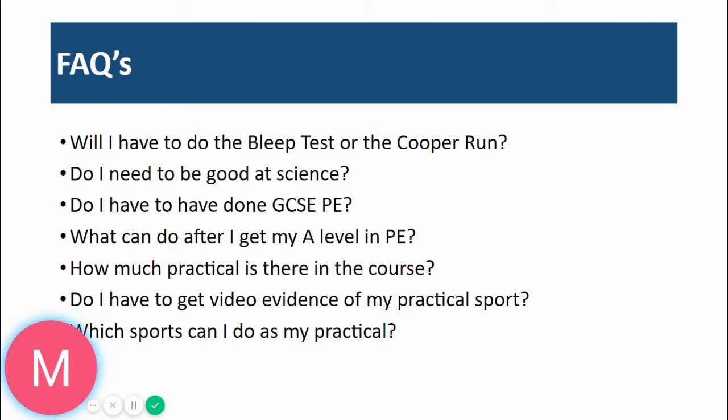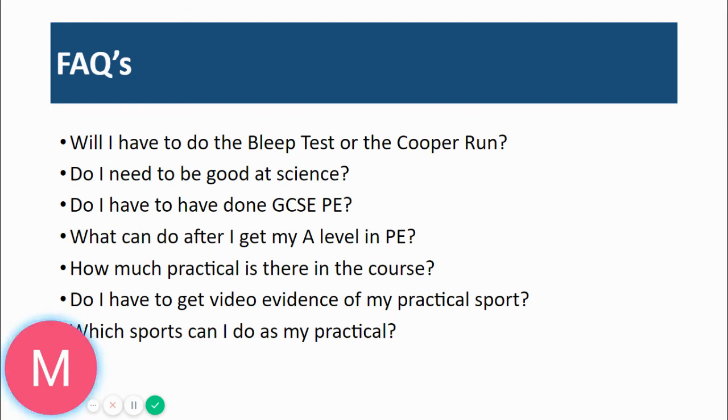Do I need to be good at science? Not necessarily, as we'll teach you everything you need to know, but you do need an interest in biology and be prepared to learn scientific concepts, as anatomy and physiology part of the course is worth 40%, which is the biggest part of the course.